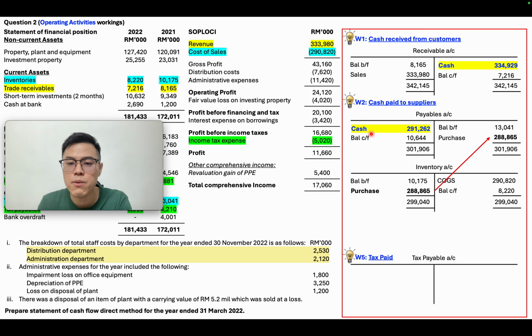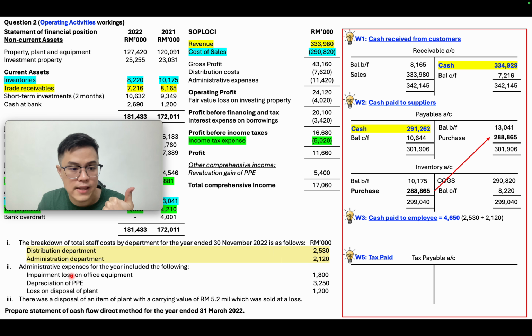And working number 3, we will need to find our cash paid to employees, where additional information number 1, they say staff cost by department as follows. You pay distribution department 2530, administration department 2120. Therefore, total up, that will be the cash paid to employee. And if you look at another additional information, they say administration expenses for the year include impairment loss, non-cash item, depreciation, non-cash item, loss of disposal, non-cash item.